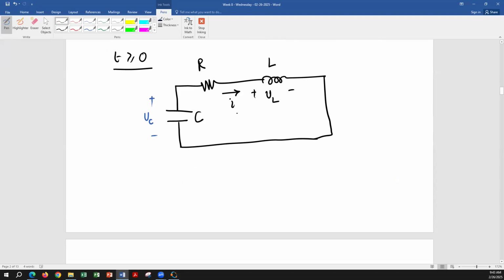So we're going to go ahead and find the damping type. Let's go ahead and find the damping type. The current source becomes open when it is 0.